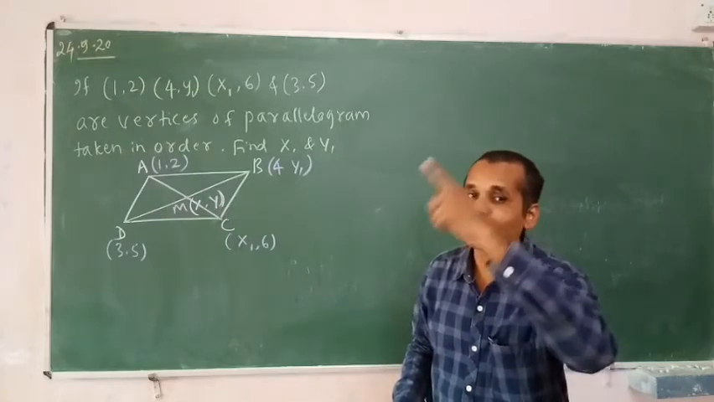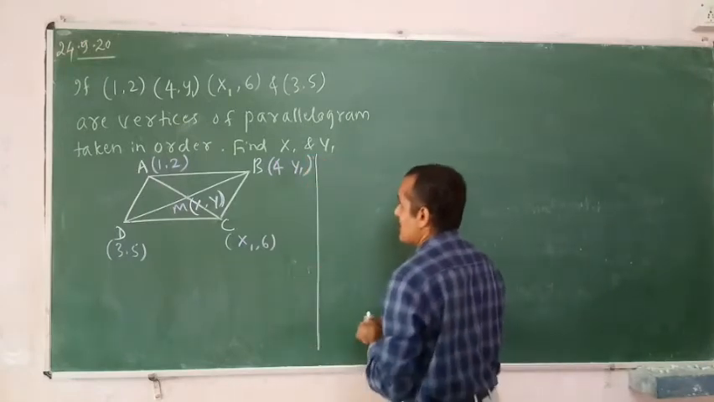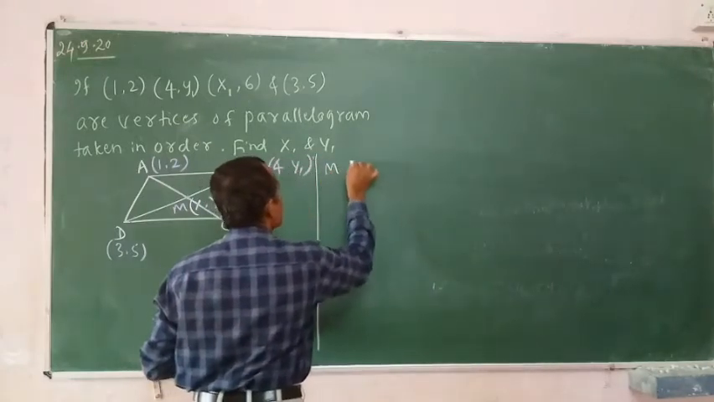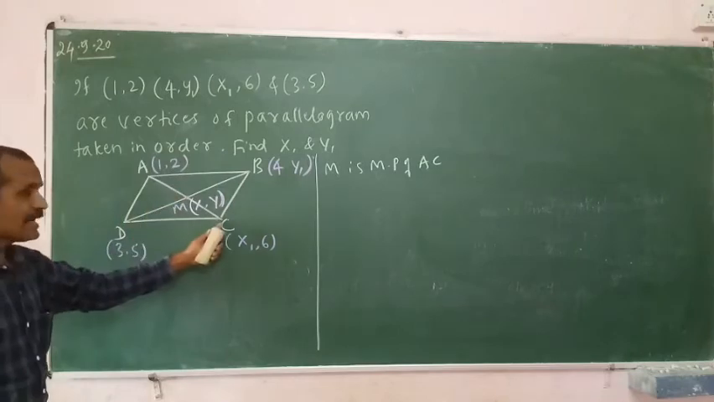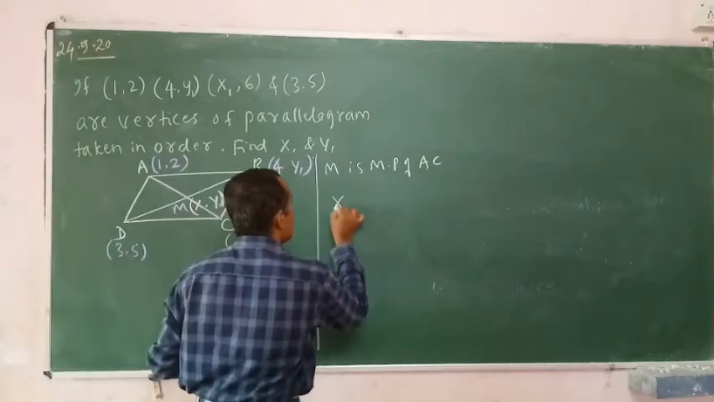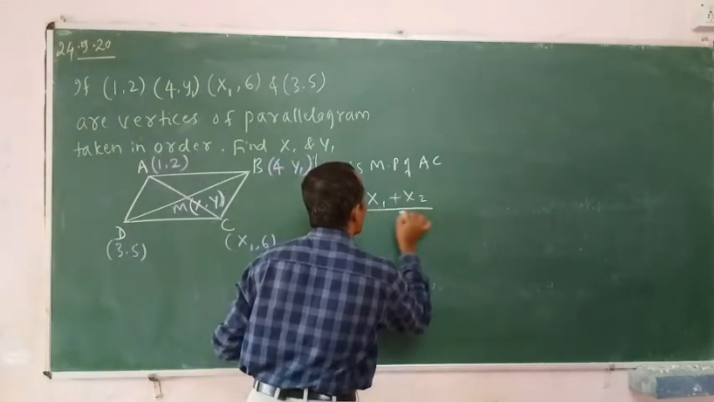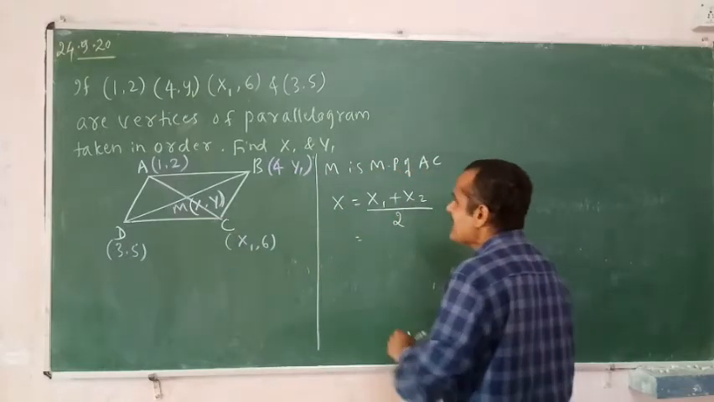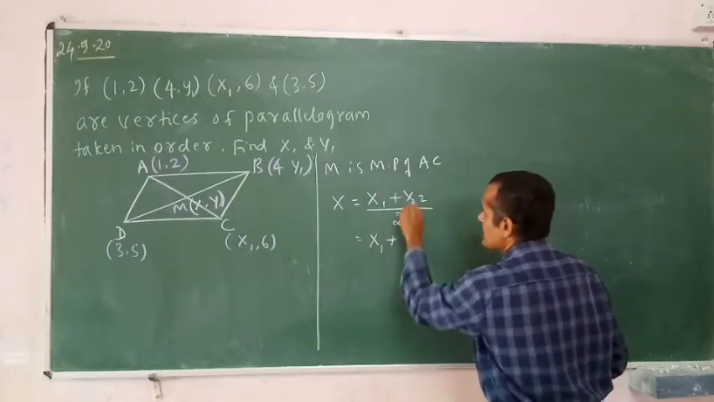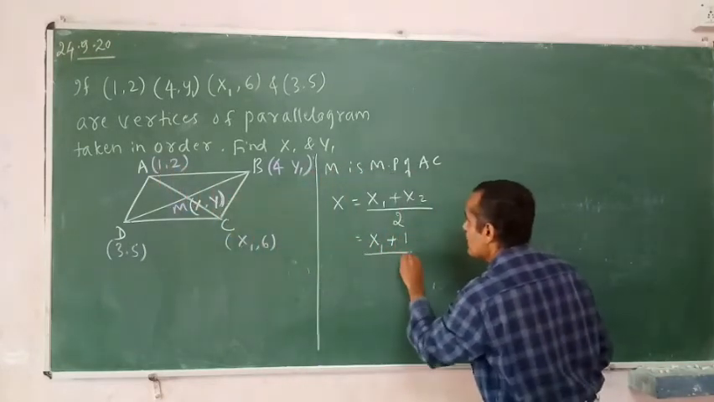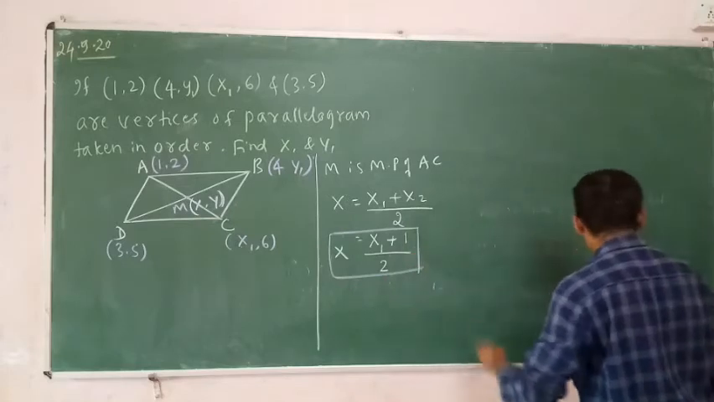Now I can use the section formula. See, M is the midpoint of AC. I can use the section formula. Therefore, x is equal to x1 plus x2 divided by 2. I will take this x1, this as x2, no problem. I will say x1 plus x2 means 1 plus x1 divided by 2. This is the value of x.